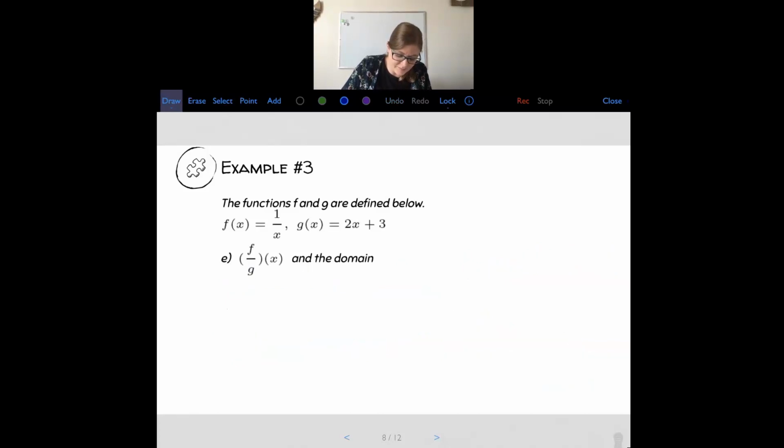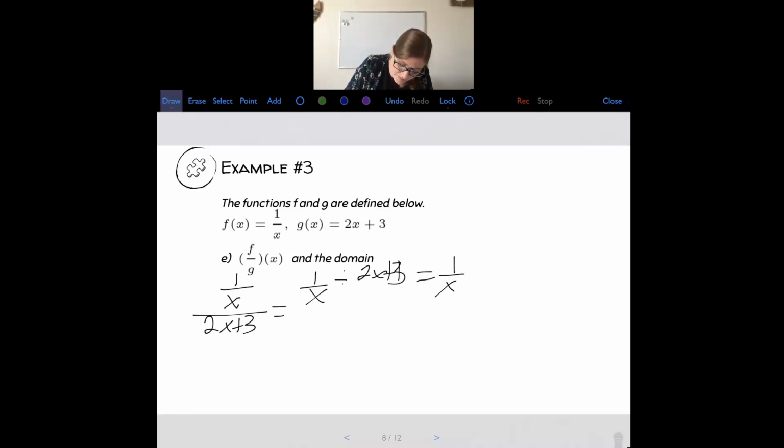Next, part E. So we have f over g, and we're finding the domain. So we'll take f divided by g. So f is 1 over x, and we're dividing by 2x plus 3. Okay, you can think of this a couple different ways. You can write this out as fraction division. If you do that, we have 1 over x divided by 2x plus 3. We keep the first fraction, change the sign to multiplication, and then flip the second fraction, which gives us 1 over x times 2x plus 3.